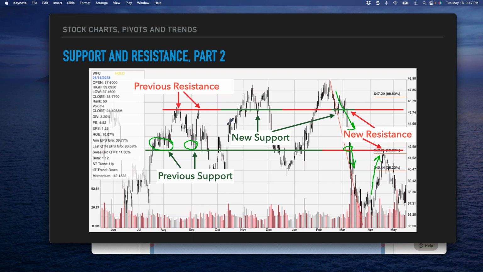We had a similar kind of action happening in reverse form based on these pivot highs that occurred in August and September. We can see these reversal points where the stock hit the ceiling, came back down, hit the ceiling, came back down.